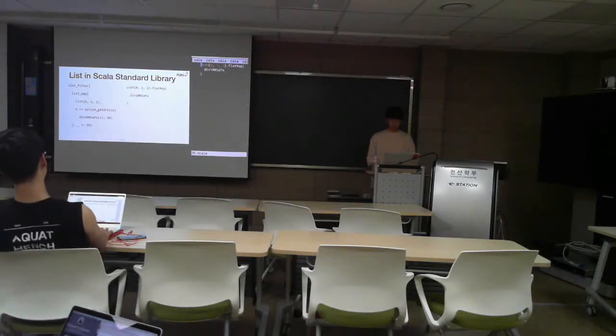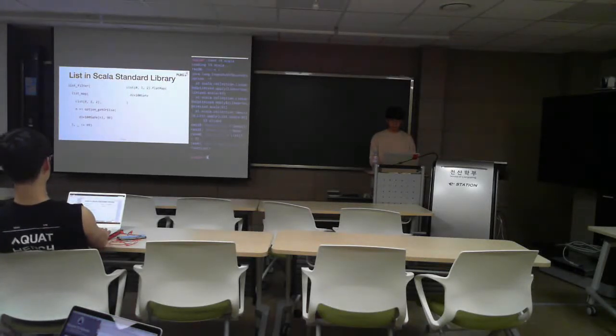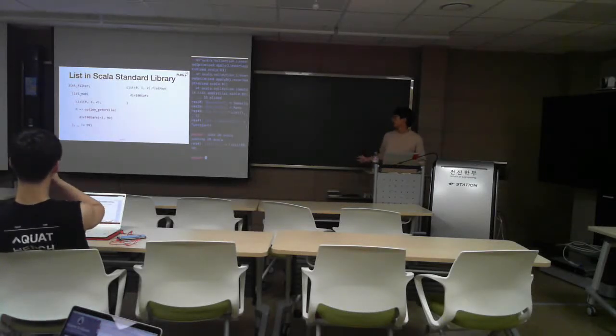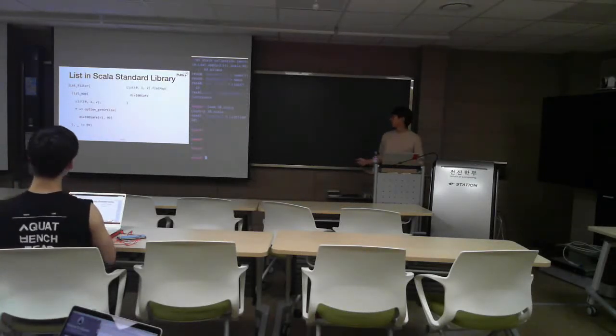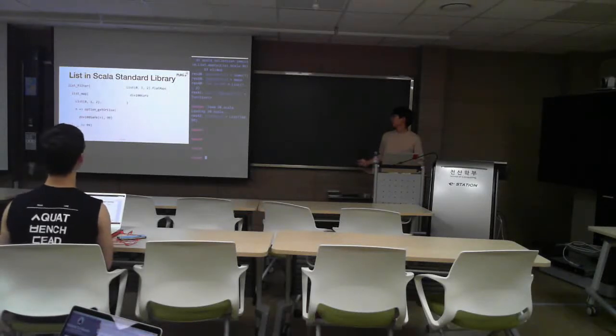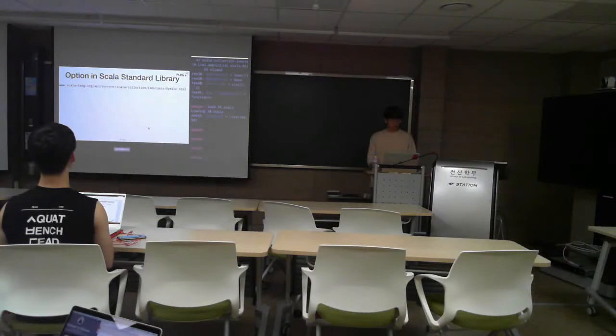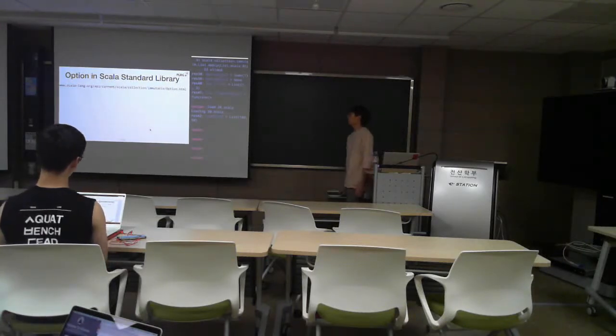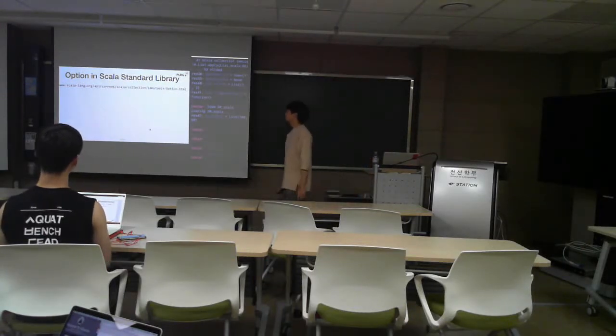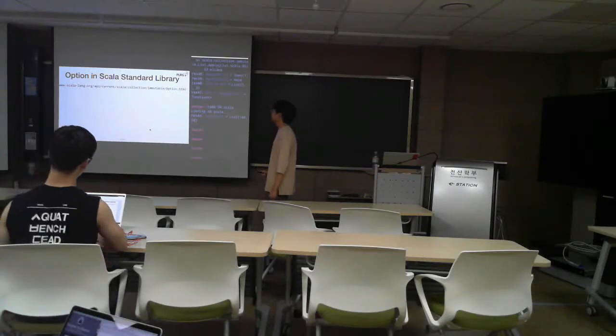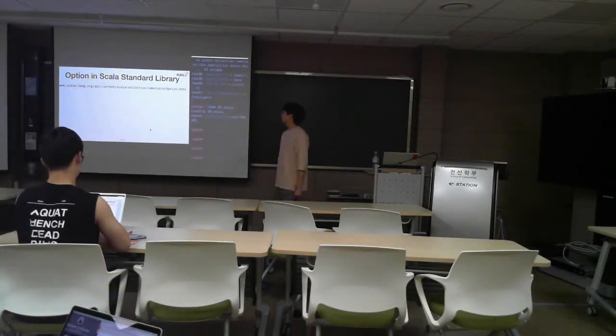So we can run this code. As expected, the return value contains 150. None is discarded, and Some goes away. There are many other useful functions for the option type also, and you can find those functions in the documentation if you are interested.